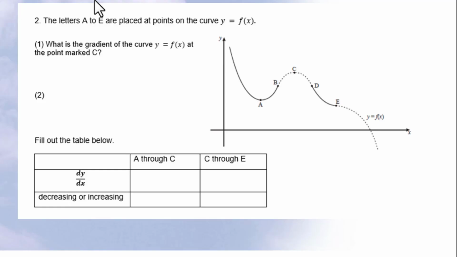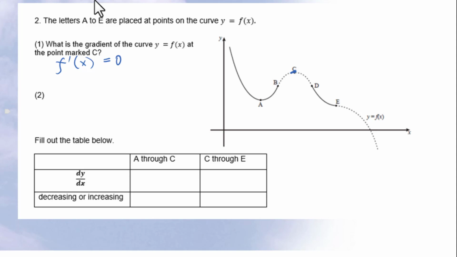Let's go to question 2. The letters A to E are placed at points on the curve y equals f of x. What's the gradient of the curve y equals f of x at the point marked C? f prime of x equals 0, because C is a local maximum point.